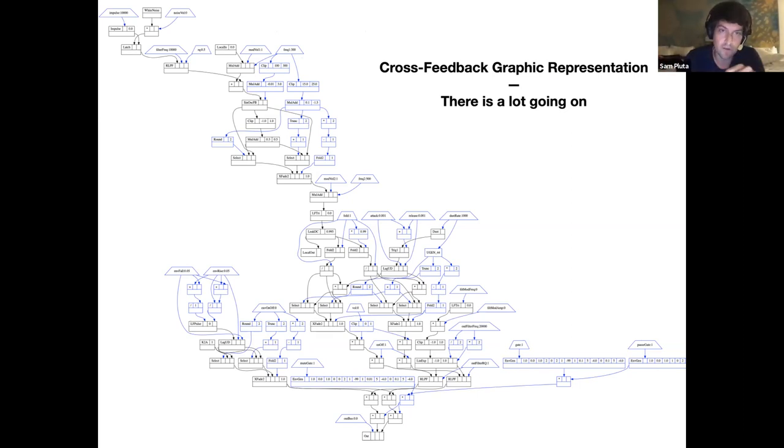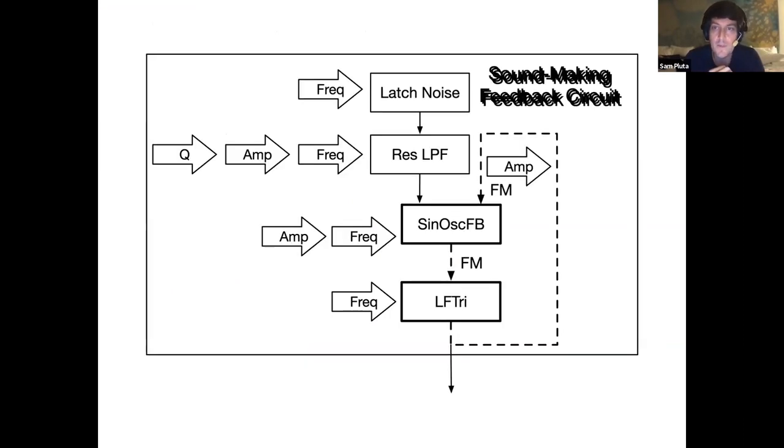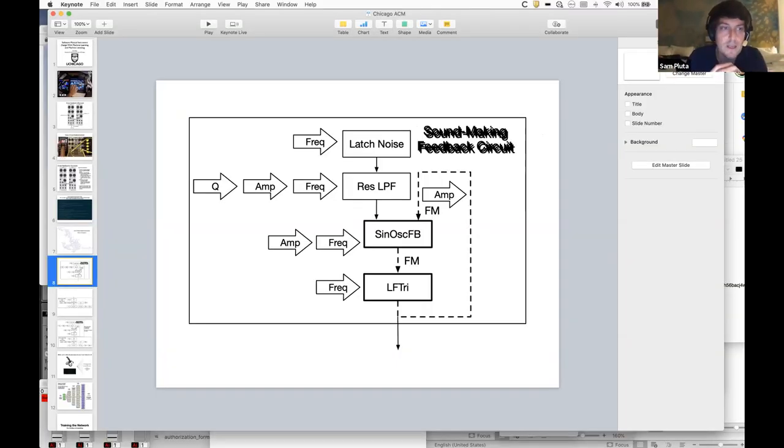There's more going on than the simple cross feedback that I showed in the Eurorack. And here's what it is. I have this noise, and I can control the frequency of that noise. The arrows are the parameters that I can control in the circuit, and the boxes are the things that I am controlling.